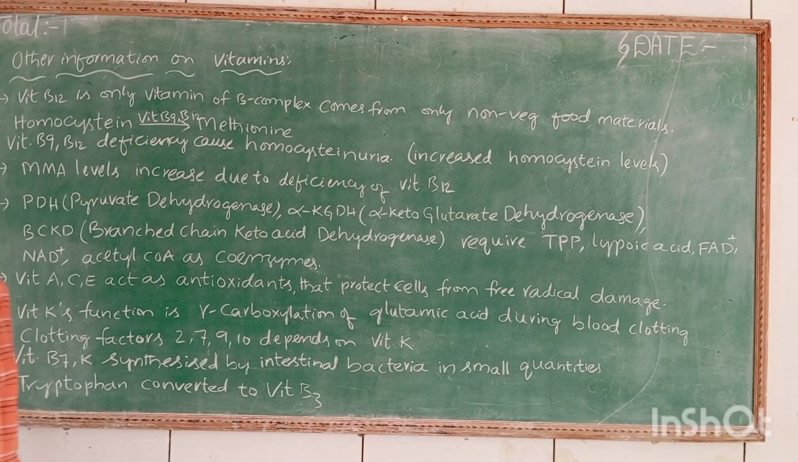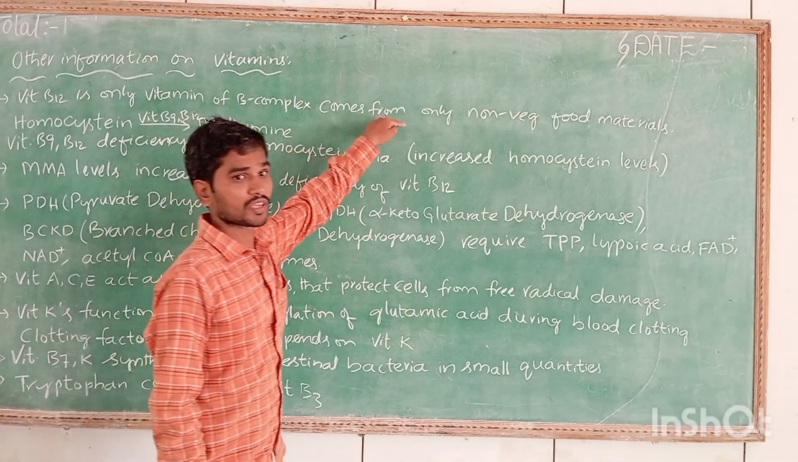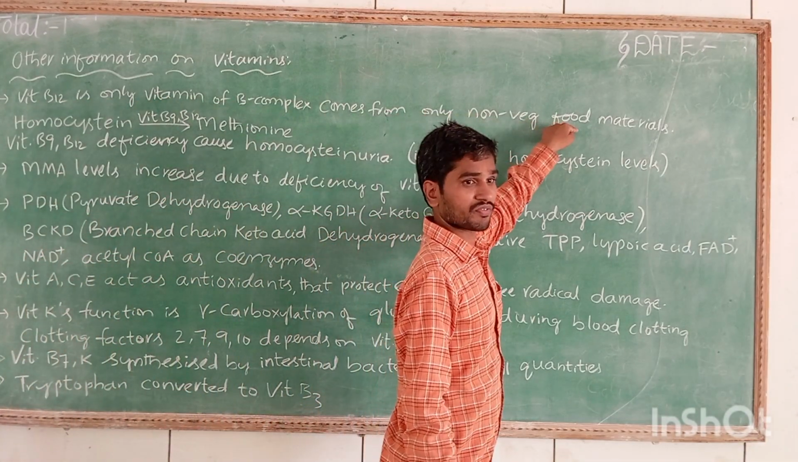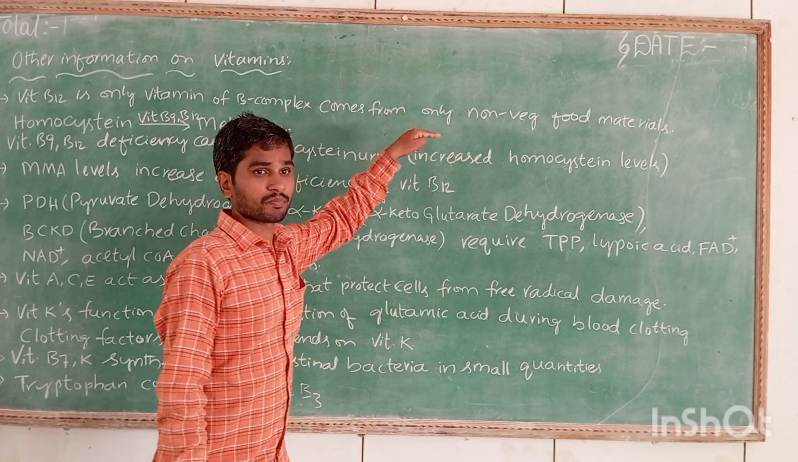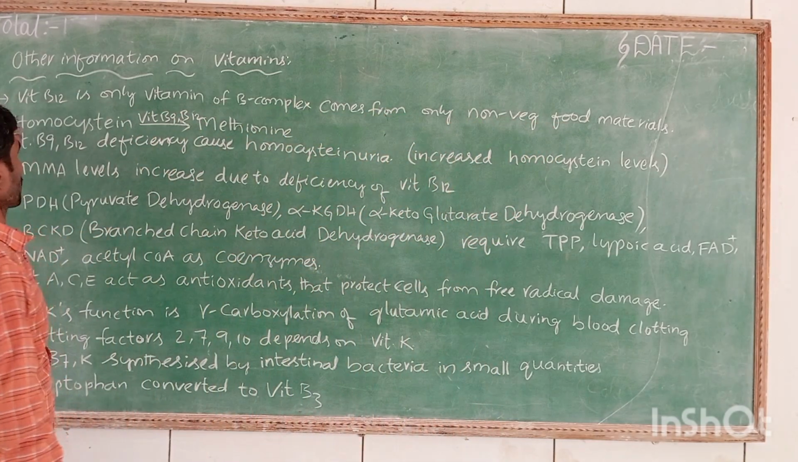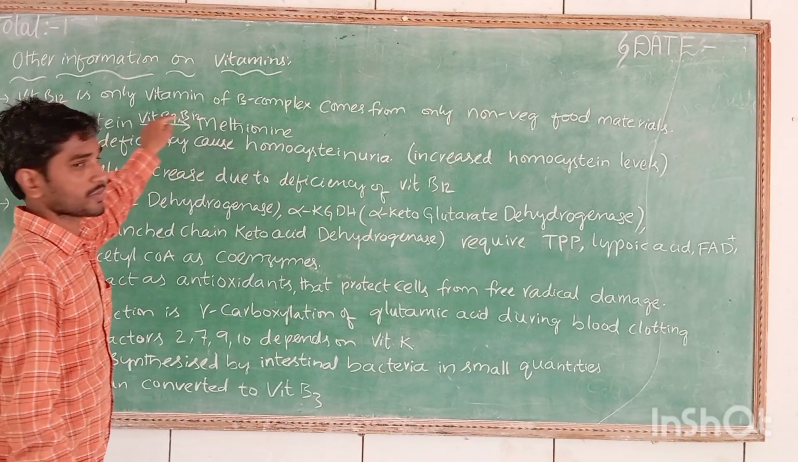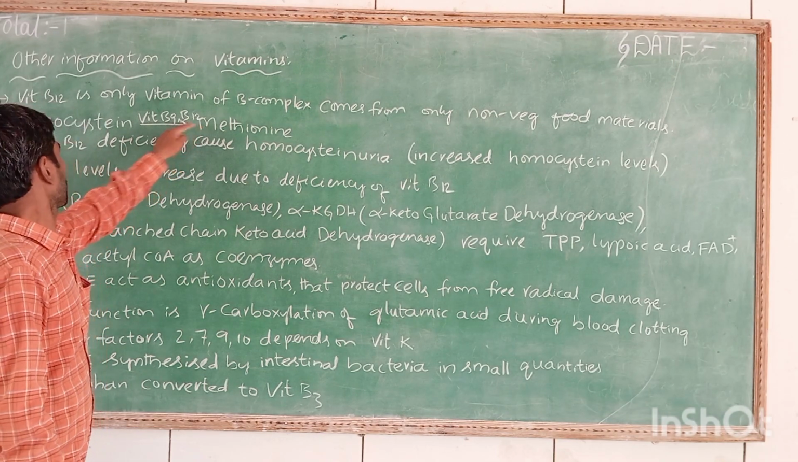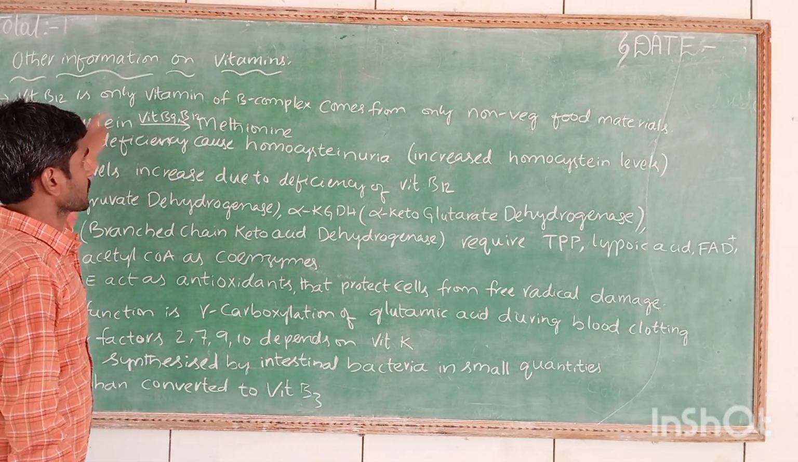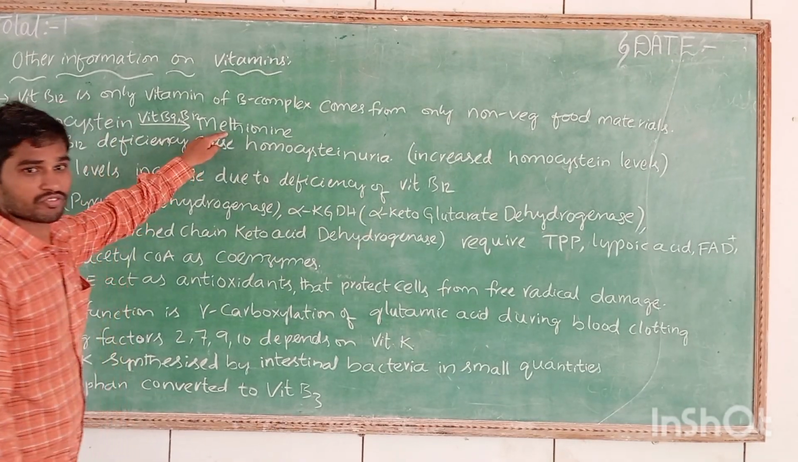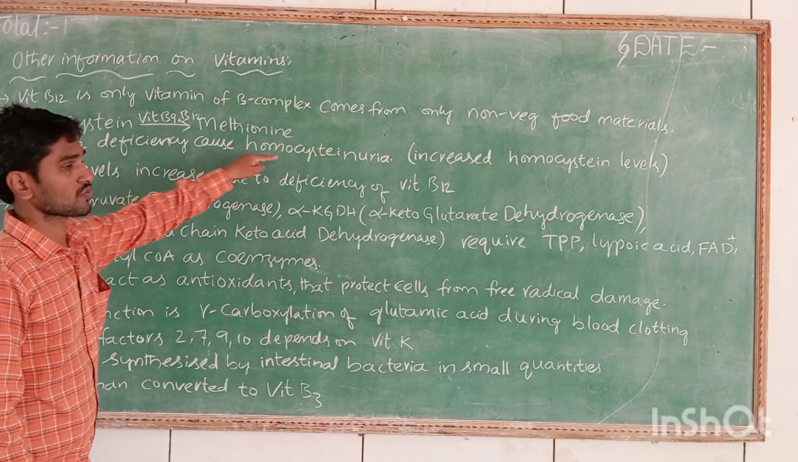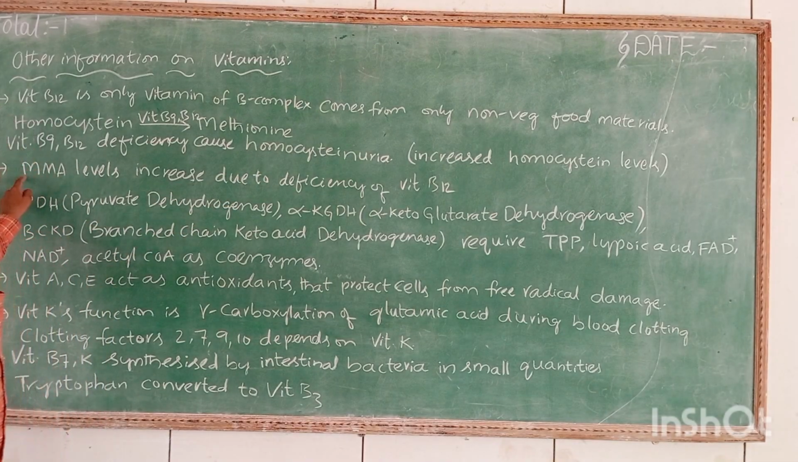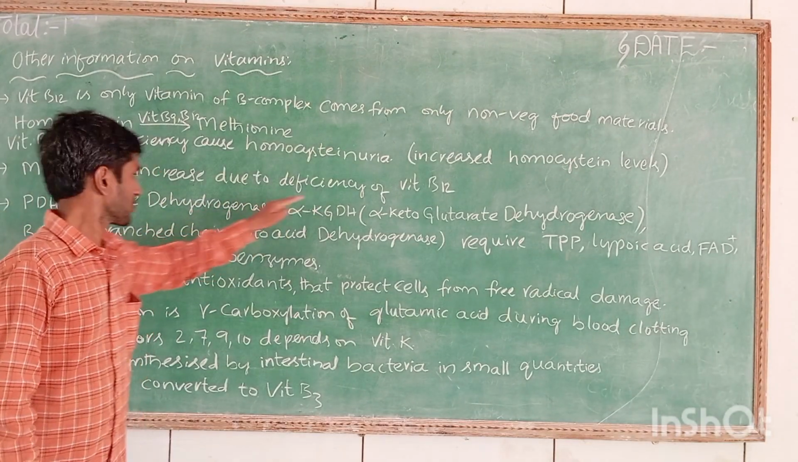Some other related information on vitamins. Vitamin B12 is the only vitamin of the vitamin B complex that comes only from non-vegetarian foods. All the others come from vegetarian foods. Homocysteine is converted into methionine in the presence of vitamin B9 and B12. If these two vitamins are deficient, homocysteine cannot be converted into methionine. As a result, homocysteine levels increase in the cell. The condition is known as homocystinuria. Methylmalonic acid (MMA) levels also increase in the cell due to deficiency of vitamin B12.